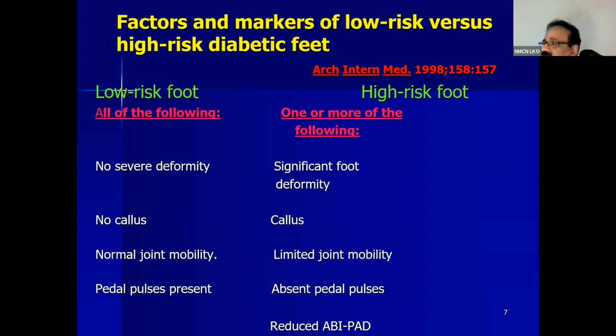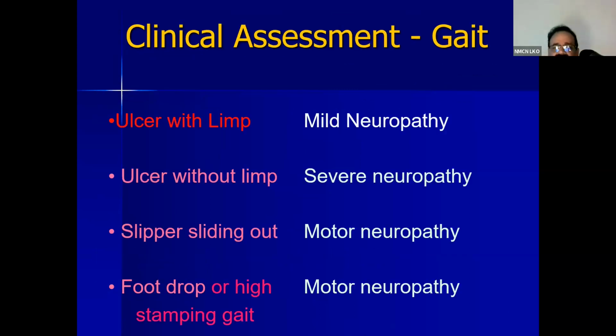Almost most of the diabetics have peripheral neuropathy, and they have callus also; calluses are common. Similarly, limited joint mobility, absent pedal pulses, reduced ABI, of course, and presence of peripheral arterial disease. So these are all high risk foot diabetic patients, and you should be careful, and they should be examined more frequently as and when advised.